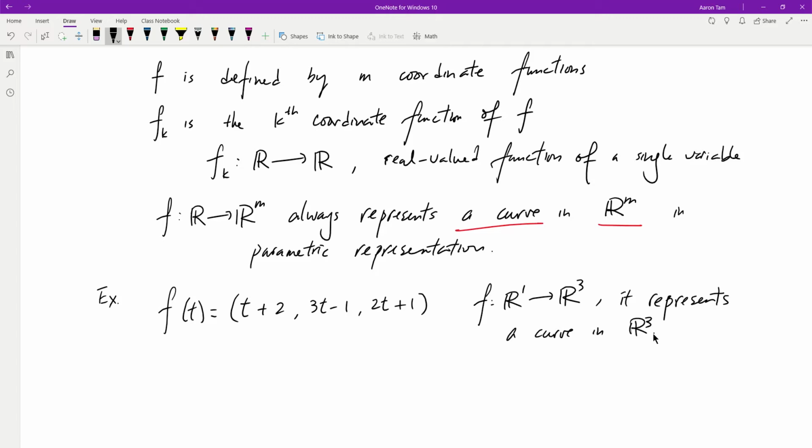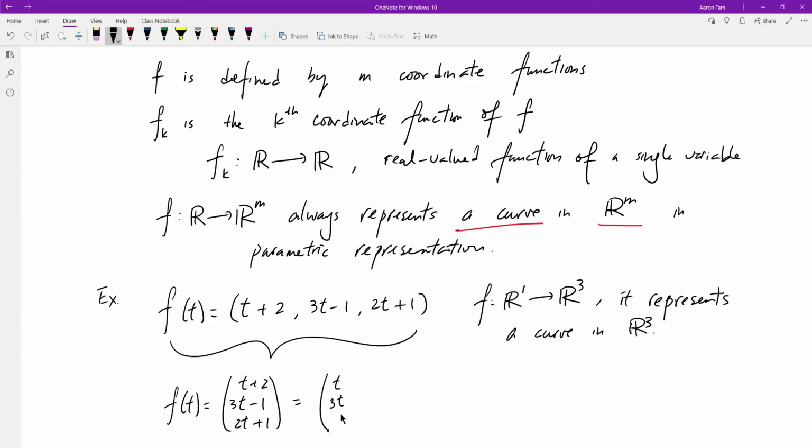You probably didn't recognize it because it's not written the way we normally write it when we first learned about it in chapter 1. So I'm going to write it this way. I'm going to take this and rewrite it as f of t, which is equal to t plus 2, 3t minus 1, 2t plus 1, which I can then separate, and then I can pull out the t.